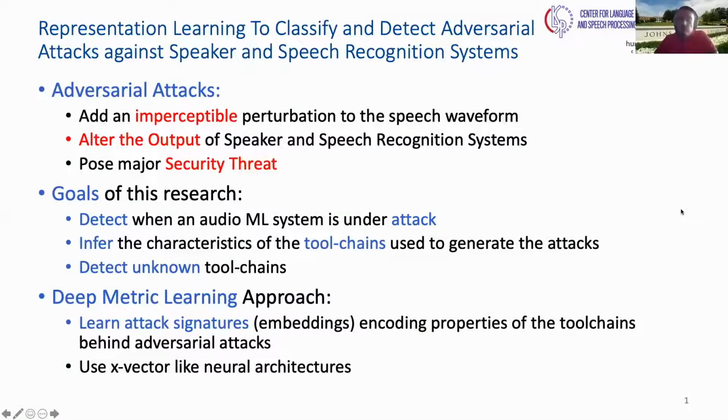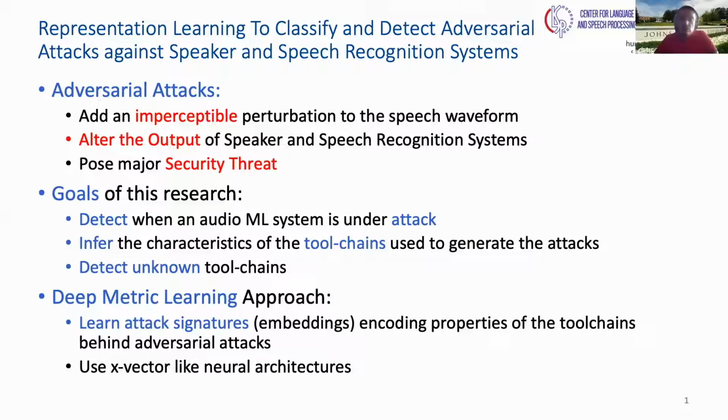Hello, the work I'm presenting deals with adversarial attacks in audio machine learning systems. Adversarial attacks add an imperceptible perturbation to the speech waveform, which alters the output of the speech and speaker recognition systems. These systems may be in sensitive applications like personal authentication to access bank accounts or buying things online. So these attacks pose a major threat to security.